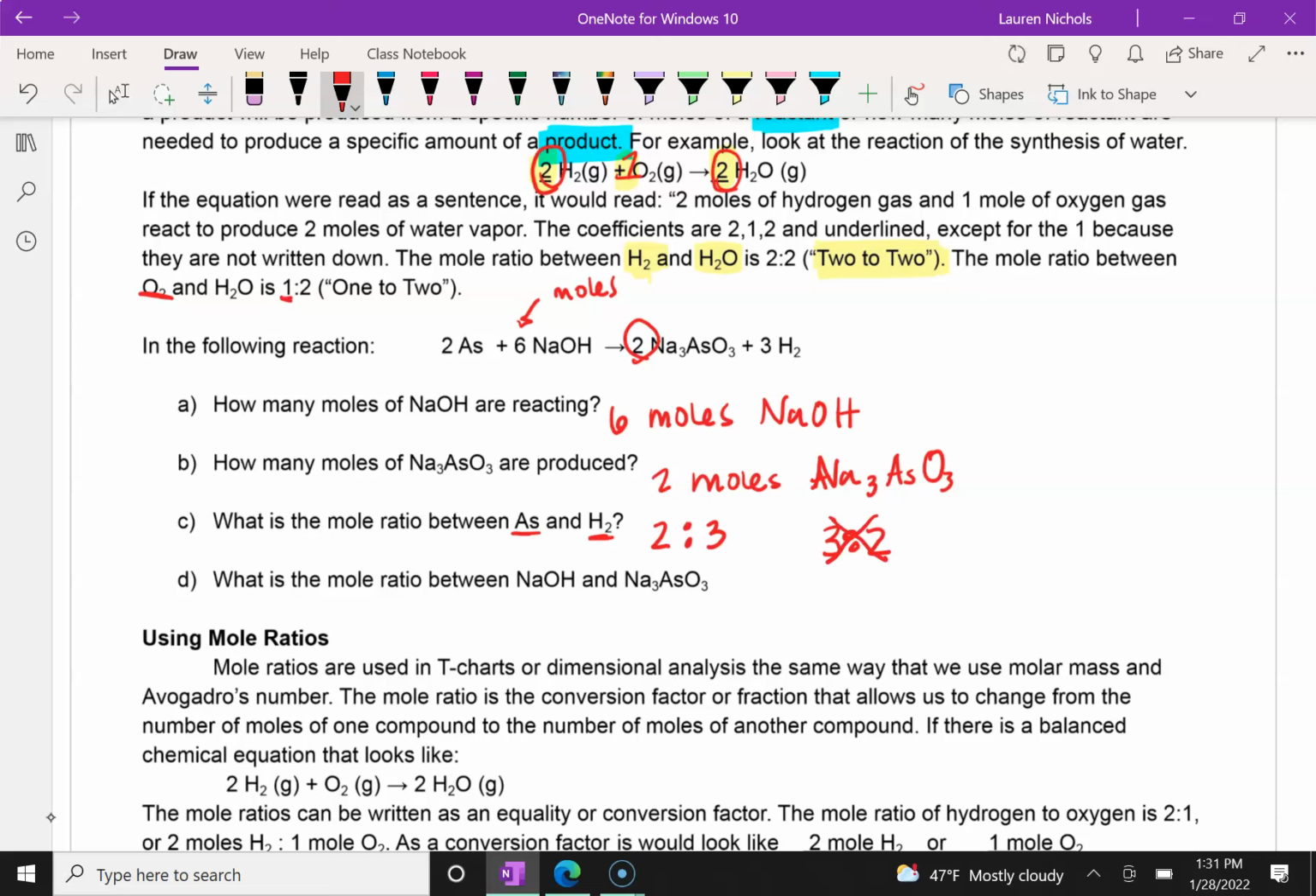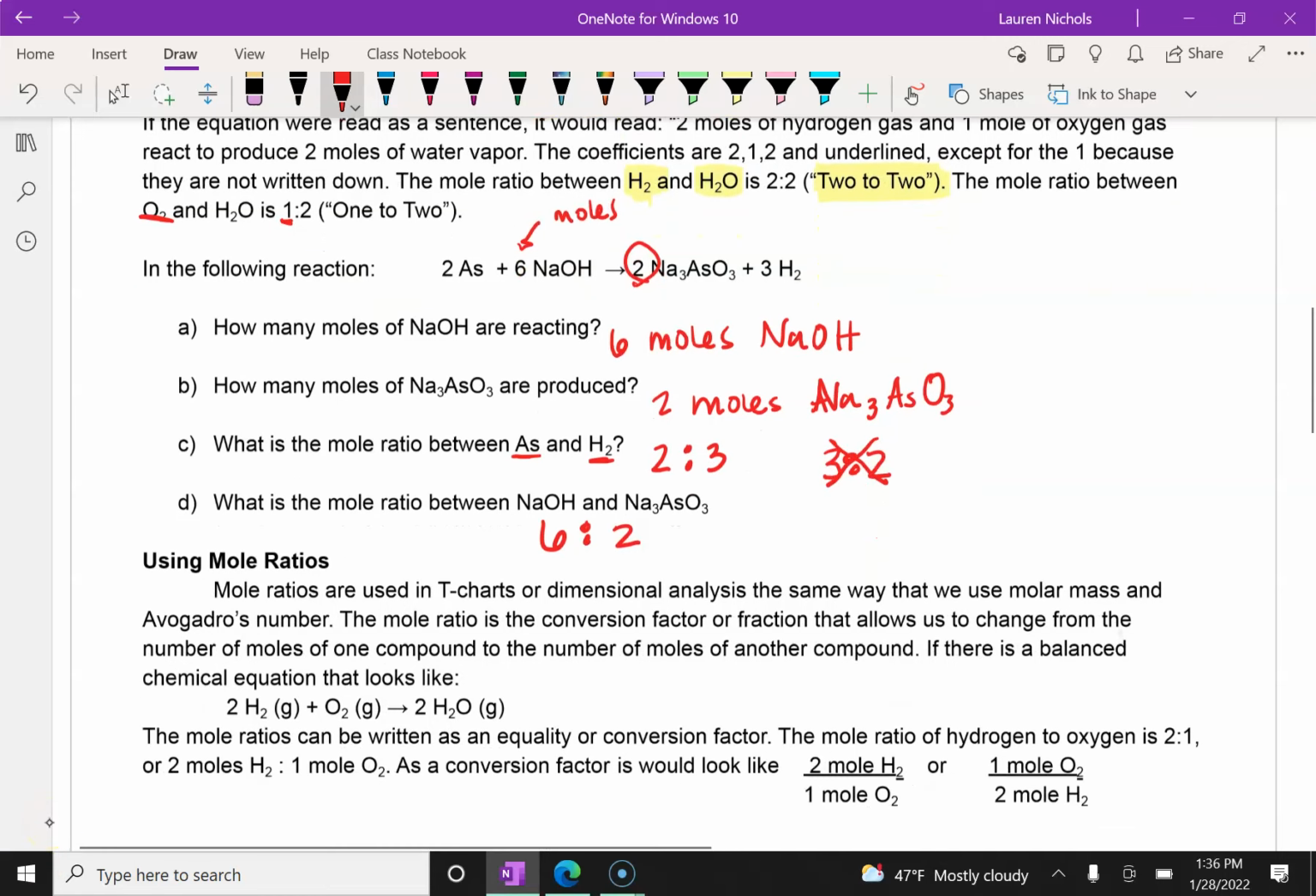So D says, what is the mole ratio between sodium hydroxide and sodium arsenate? Well, we've got a 6, and then sodium arsenate has a 2, so we can say 6 to 2. You could also simplify that and say 3 to 1, but we normally just leave it exactly with whatever coefficients are in the equation.